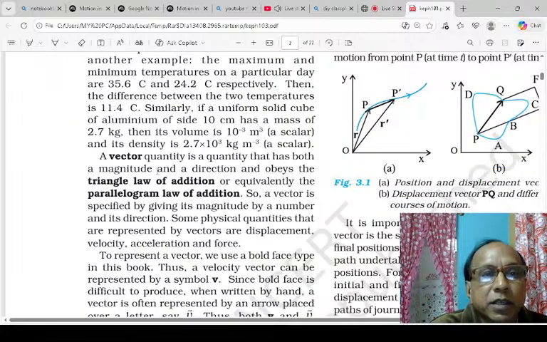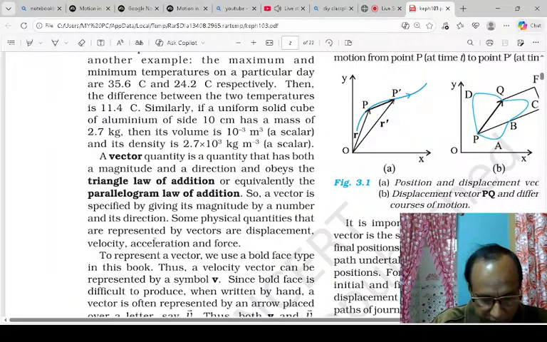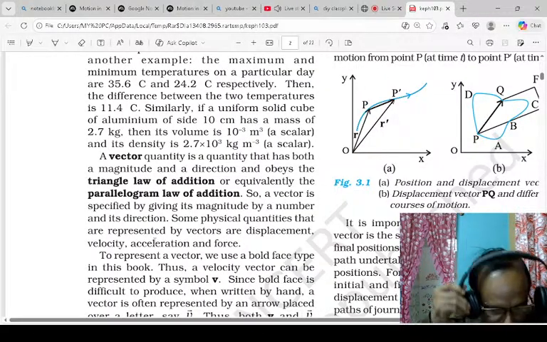And what is a vector? A vector quantity is a quantity that has both a magnitude and a direction and obeys the triangle law of addition, or equivalently the parallelogram law of vector addition. So a vector is specified by giving its magnitude by a number and its direction. Some physical quantities that are represented by vectors are displacement, velocity, acceleration, and force.